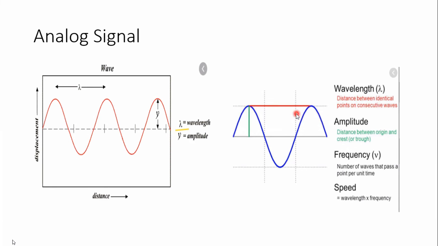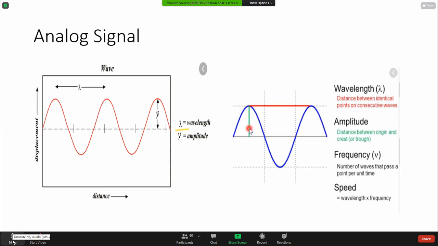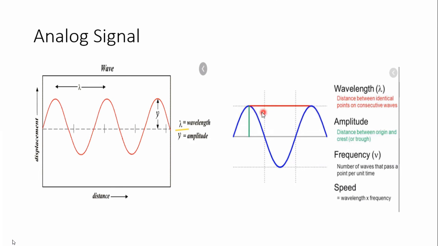Observe the right side picture. What is wavelength? The distance between identical points on consecutive waves. So this is the green sign. The green sign is called lambda, wavelength. Amplitude is the distance between the origin and the crest or trough. This one is amplitude.